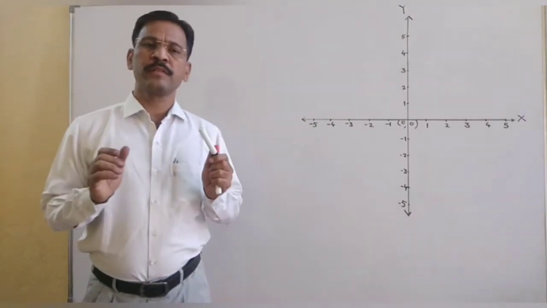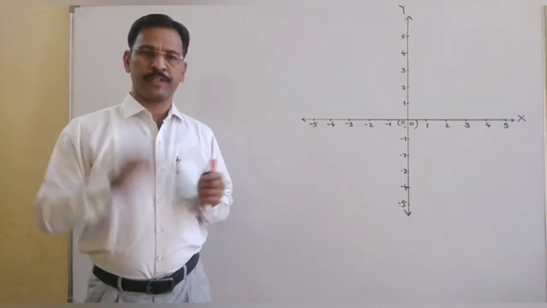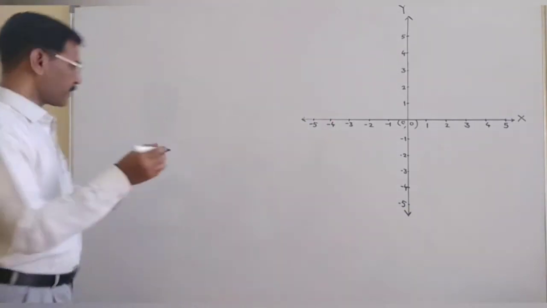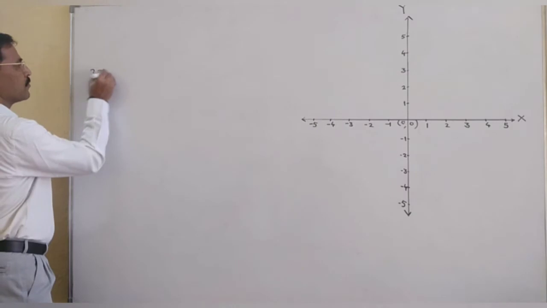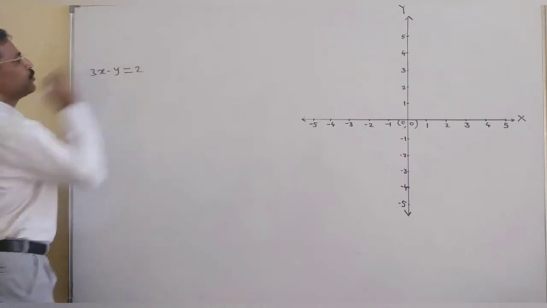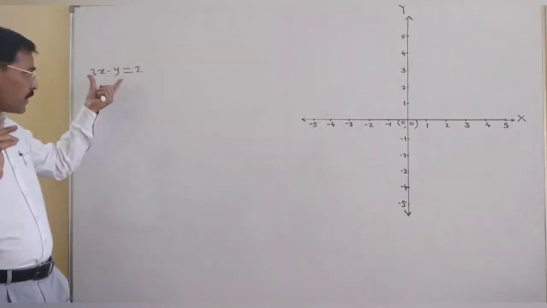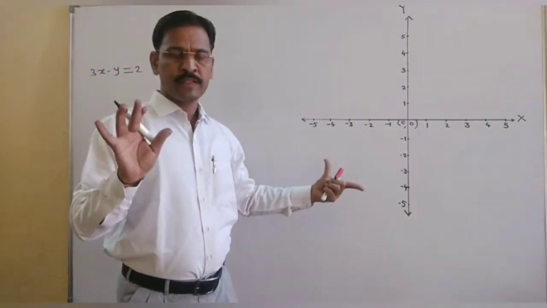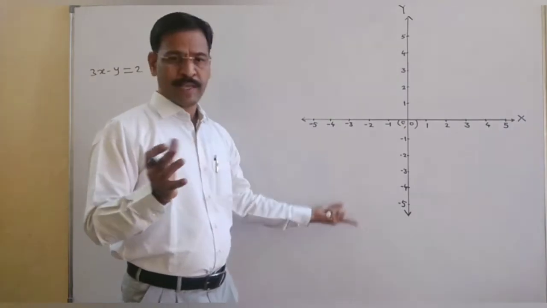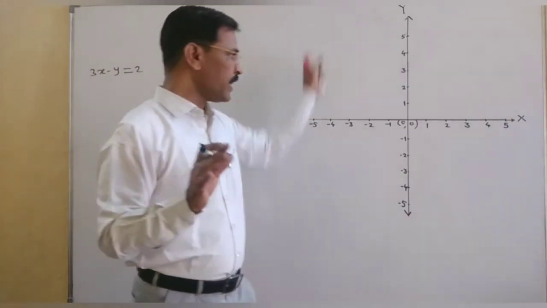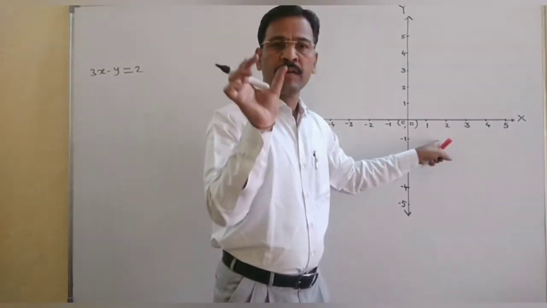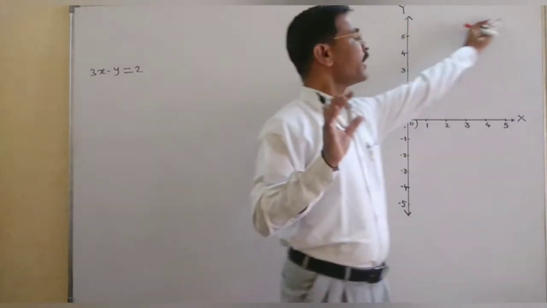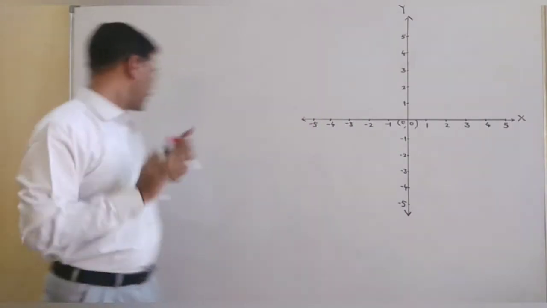Okay students, now we are going to take one equation, 3x minus y equal to 2. See here, 3x minus y equal to 2. This is the equation. The graph of this equation we are going to draw on this graph paper. Friends, this is the x-axis and this is the y-axis, as we know. On both the axes we are going to take the scale 1 centimeter equal to 1 unit, as shown here.